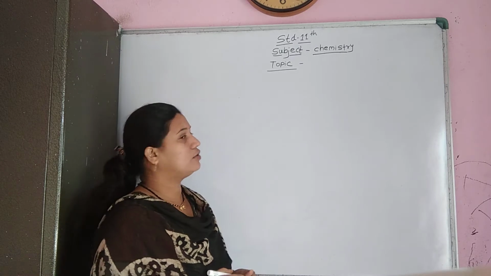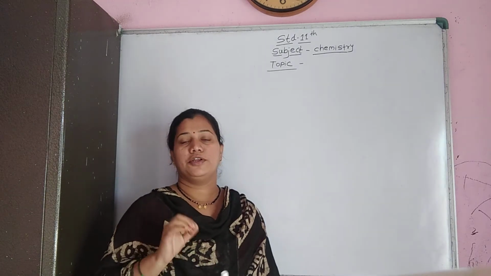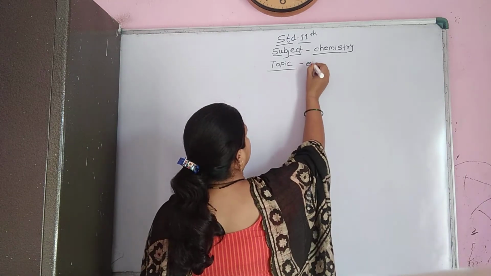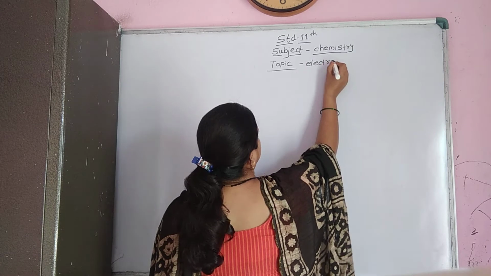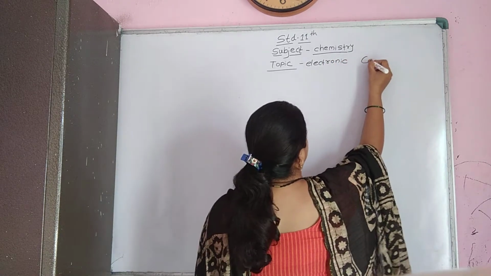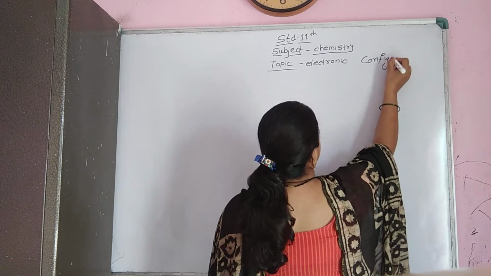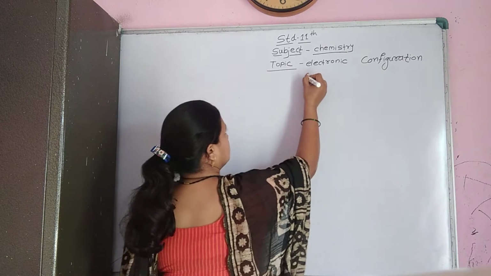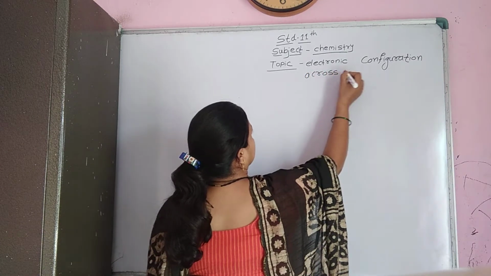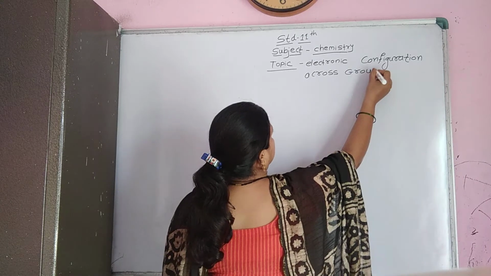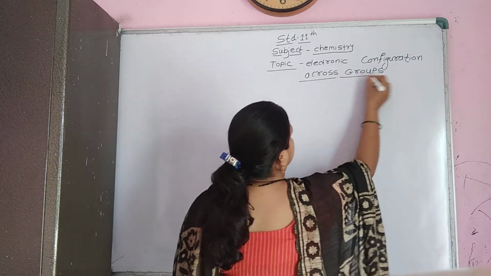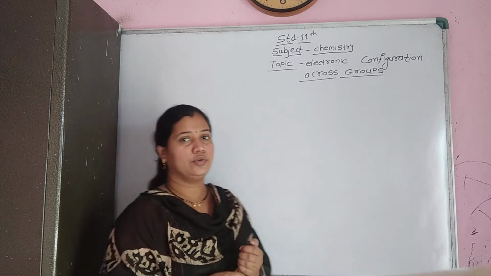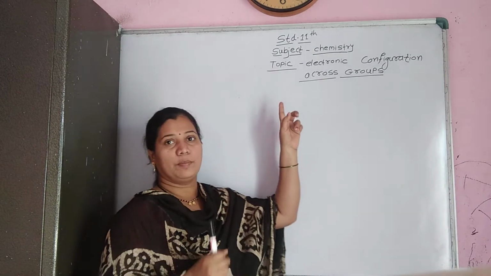And the next topic of discussion is the electronic configuration across the groups. Yesterday we learned the electronic configuration across the periods, and today we are going to learn about the topic electronic configuration across the groups.